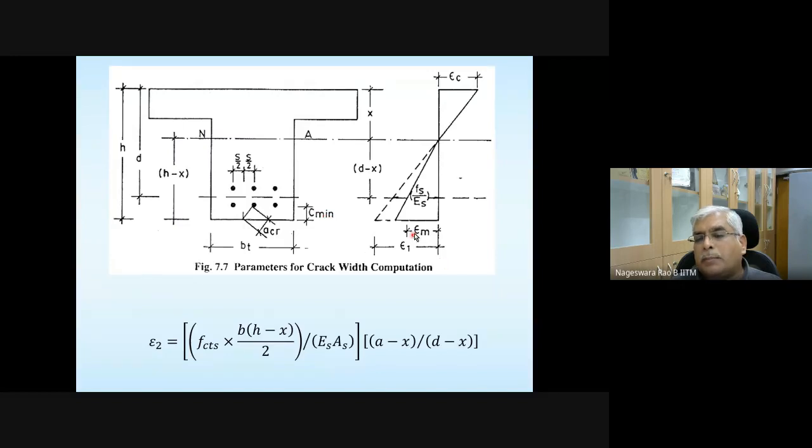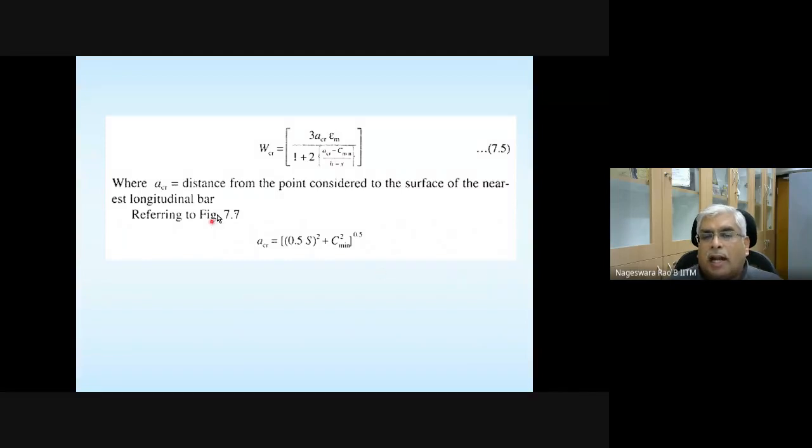And what is this epsilon m, epsilon 1, we'll see in a while. Okay, so let's make a note of this. And crack width, that is what is written here. ACR is nothing but, you can see here what it is: the distance from the point considered to the surface of the nearest longitudinal bar.